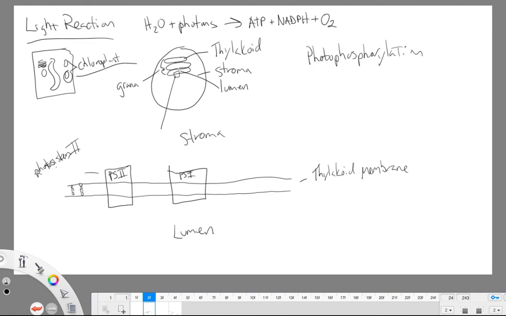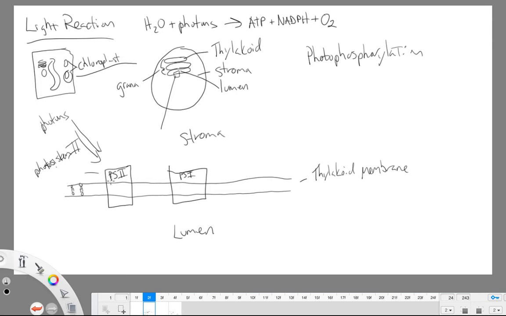Now, what is happening in the light reaction is that photons from the sun are coming down and they are exciting electrons in the chlorophyll in photosystem 2. Remember, chlorophyll is that green pigment. It is very important for photosynthesis. This is why. It is within photosystem 2 here. There's also one in photosystem 1. And the photons, the sun energy, is exciting the electrons in photosystem 2.